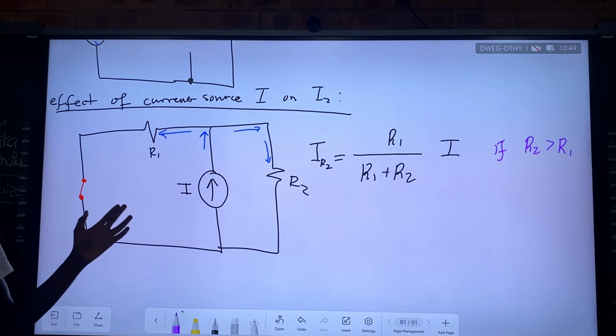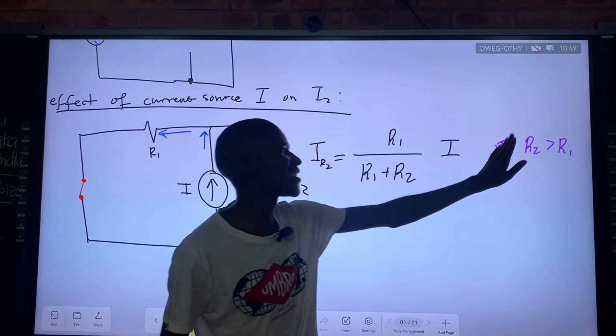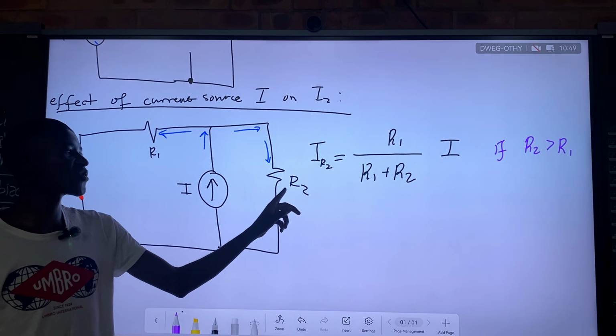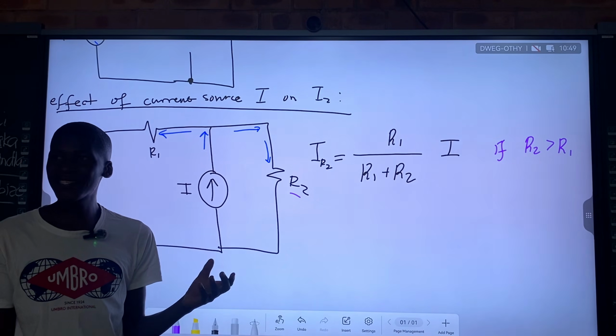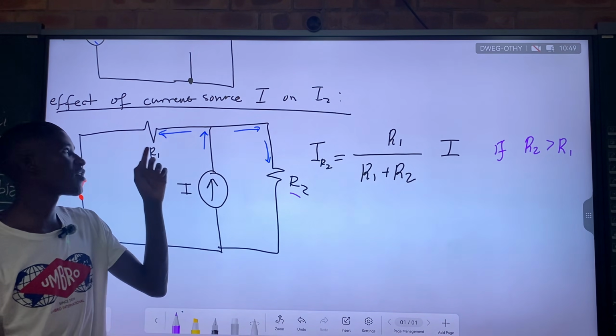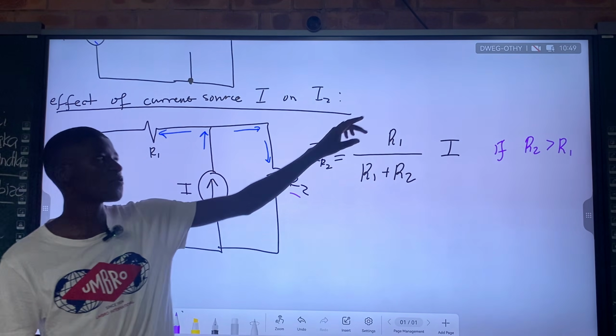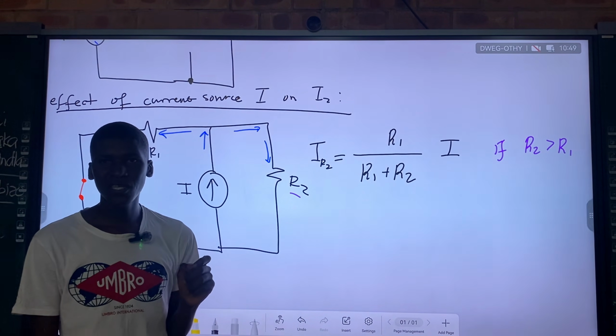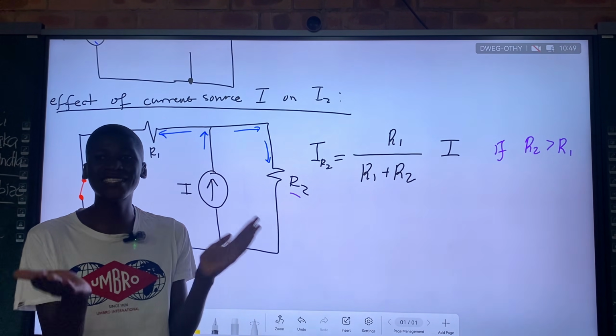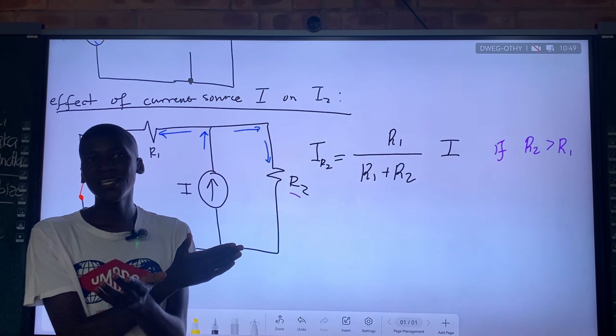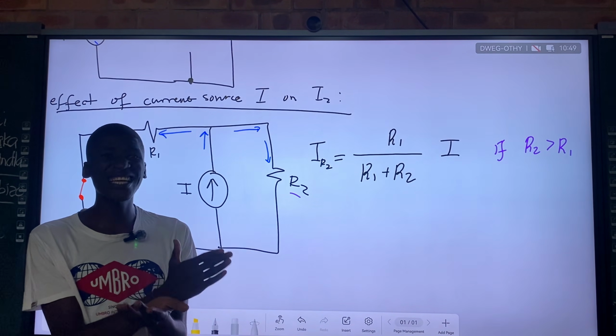But we are able to do the ratio properly: if R2 is greater than R1, it means R2 will get the smallest current, and R1 will get the biggest current. So for that to happen you have to say R1 over R1 plus R2. Remember how current and resistance relate? Inversely proportional. Let's not forget the ratio, practice ratio, that's your responsibility.